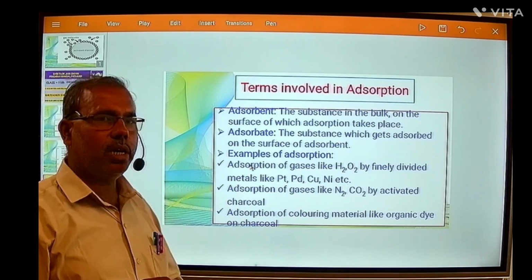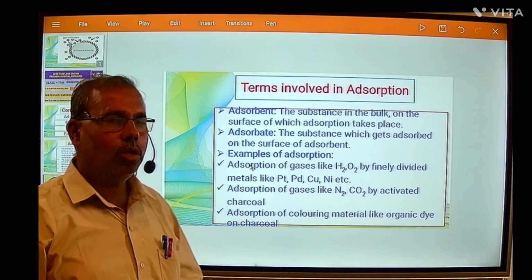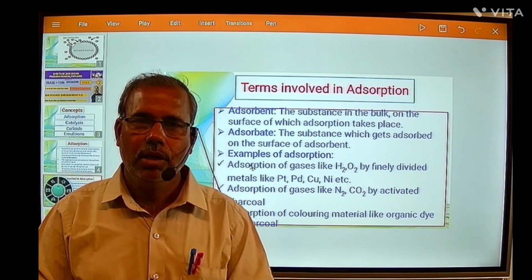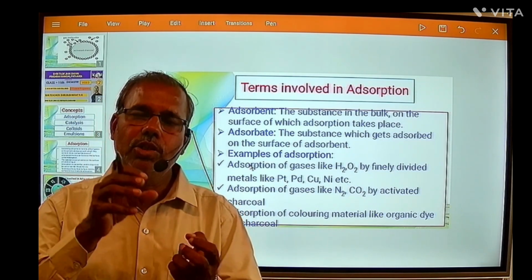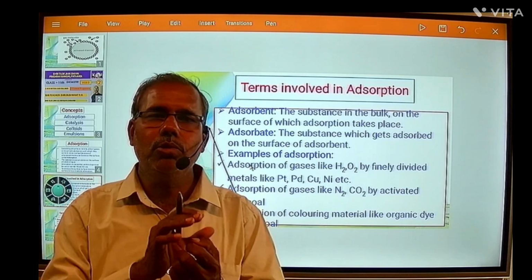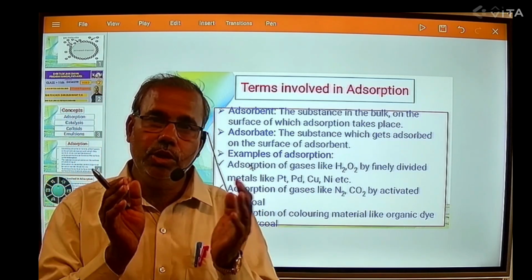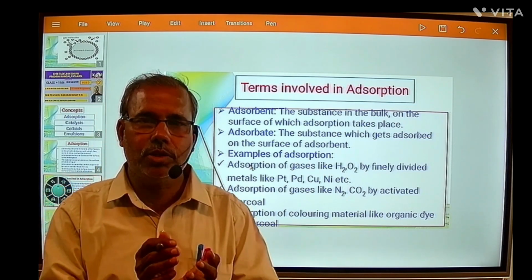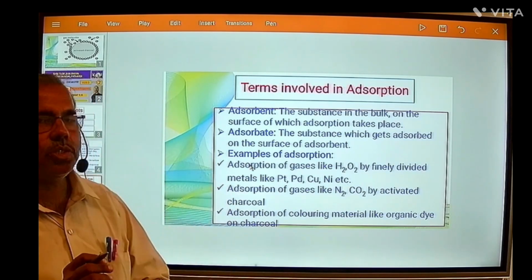First term is adsorbent. The substance in the bulk on the surface of which adsorption takes place is called an adsorbent. Let's take any solid substance on the surface of which gaseous molecules get accumulated. That solid substance which is in bulk, in large amount, which provides the surface for adsorption, is called an adsorbent. Then the second term is adsorbate.